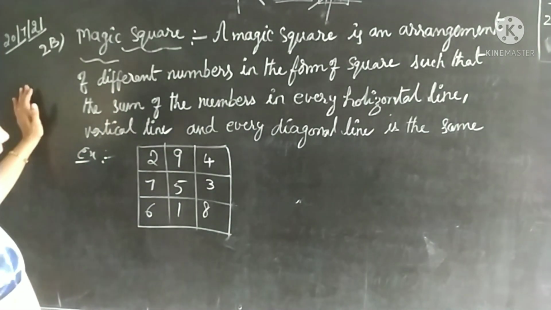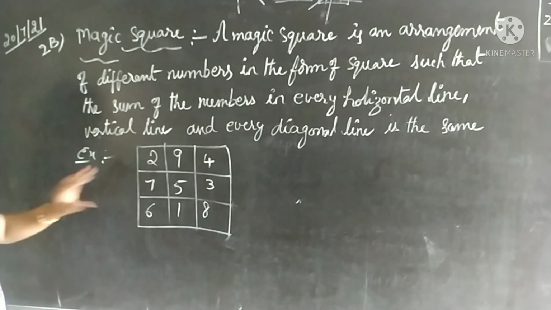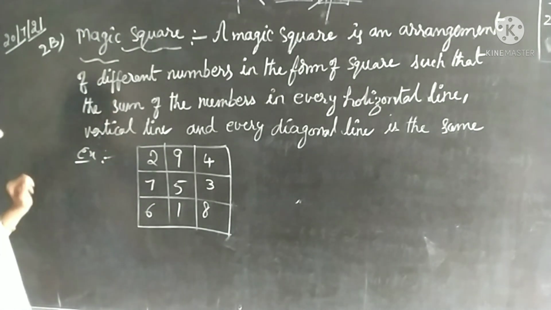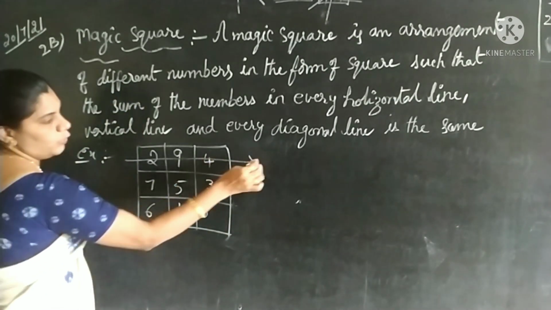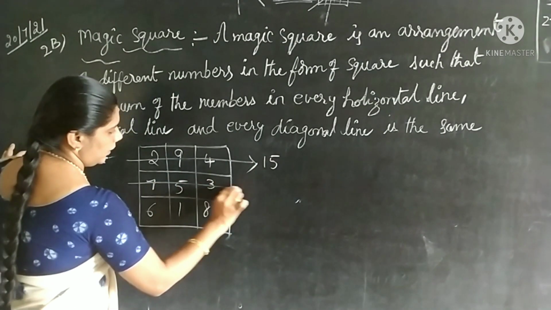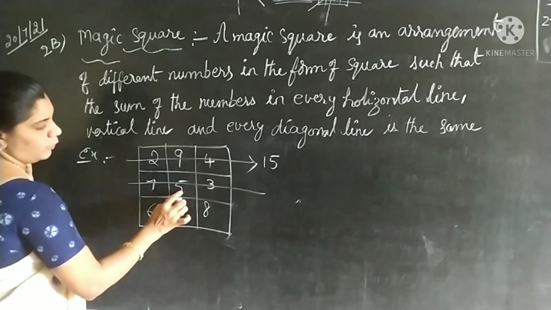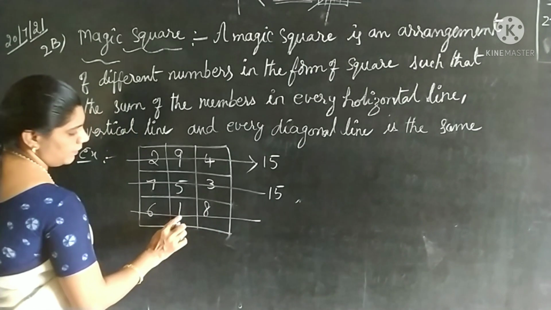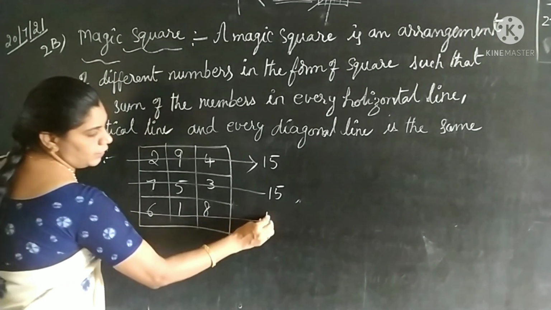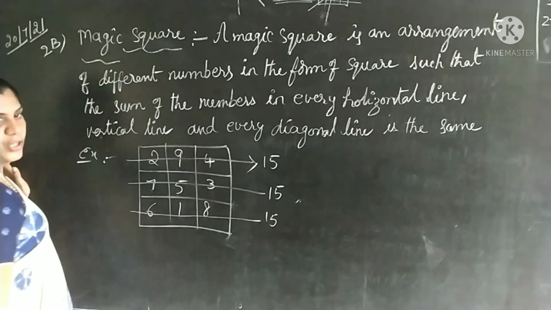Okay, see one example here. I have taken this magic square. Add this one and check this one. Horizontally add all the lines here. 2 plus 9, 11 plus 4, 15. And now see 7 plus 5, 12 plus 3, 15. And now see 6, 1, 7, 7 plus 8, 15. So all horizontal lines you got 15 only.